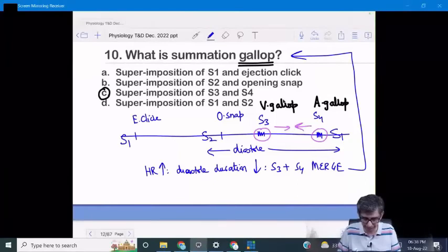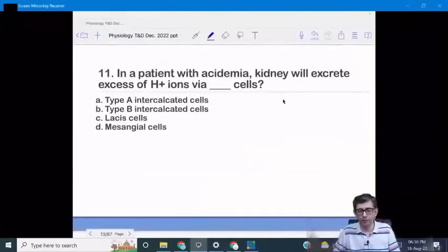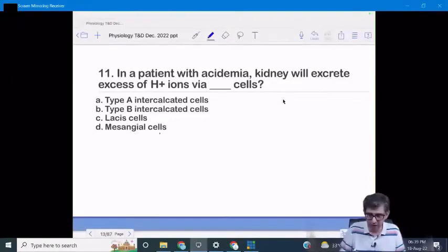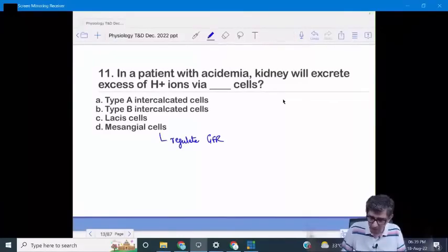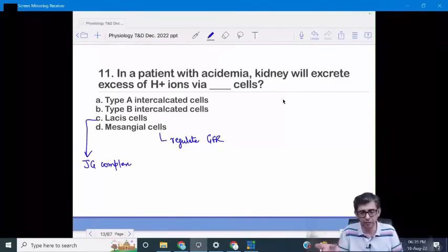Moving to question number 11. In a patient with acidemia, the kidneys will excrete the excess of hydrogen ions via which cells? I mean, there are certain cells in the kidney which would be doing various functions. जो mesangial cells होते हैं ये तो GFR को रेगुलेट करते हैं. और जो lacis cells होते हैं ये JG complex का कंपोनेंट होता है. इनका काम सिर्फ होता है स्ट्रक्चरल सपोर्ट देना. So answer cannot be C because it gives structural support. It cannot be D, which regulates GFR. You're left between type A and type B intercalated cells. So yes, let's look at what you guys have answered.